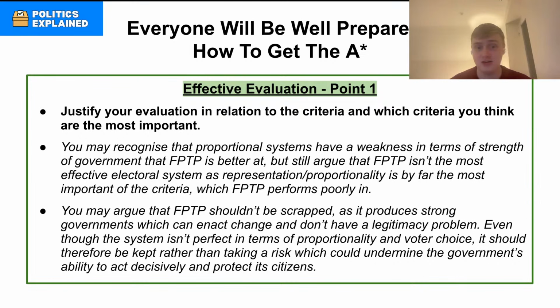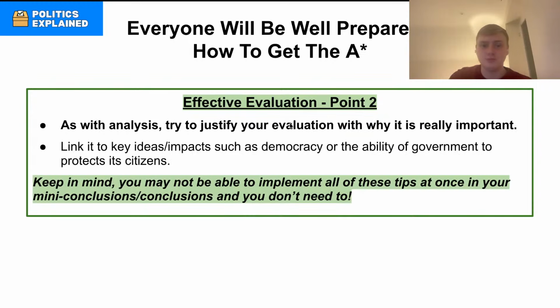Or you can say on the other side, you may argue that first past the post shouldn't be scrapped as it produces strong governments which can enact change. And even though it's not perfect in terms of proportionality, the type of government created is the most important criteria. And it should therefore be kept rather than taking a risk which would undermine the government's ability to act decisively. So really use that criteria in your judgments, in your mini conclusions, but especially in your overall conclusion and your introduction. Compare the criteria and use them to justify your argument.